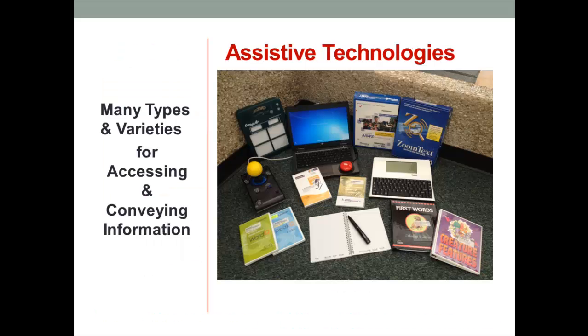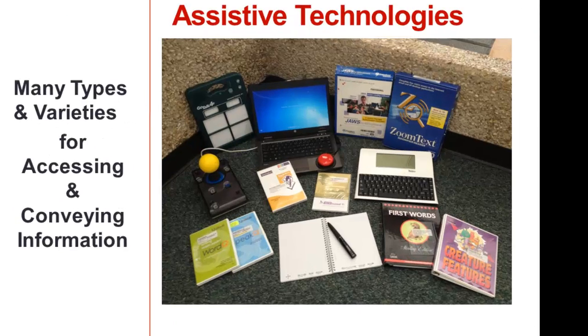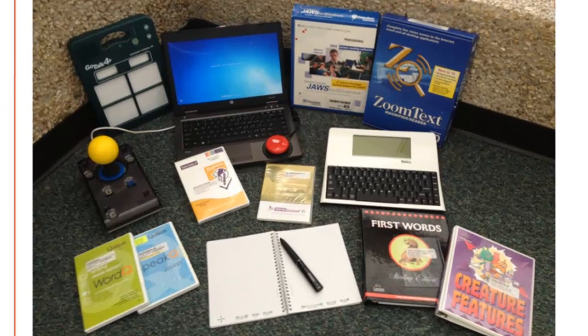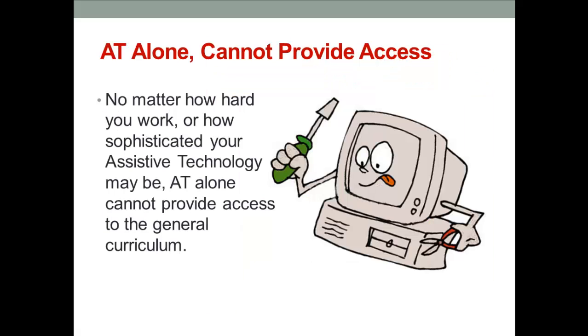People with certain types of disabilities have to use specialized tools in order to access and convey information. These specialized tools are called assistive technology. Some examples of assistive technology would be text-to-speech or screen reading software, large print software, alternative keyboards and mice, communication devices, etc. There are many types and varieties of assistive technology tools, but assistive technology by itself cannot guarantee access to the curriculum. In order for assistive technologies to work as they are designed to work, they need to interface with content that has been designed to meet accessibility standards.